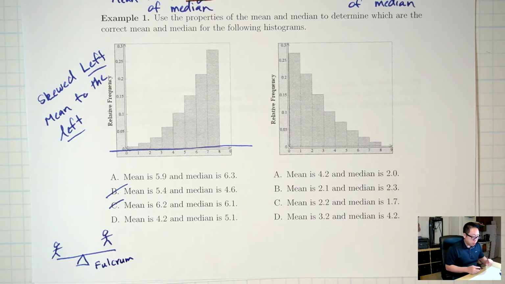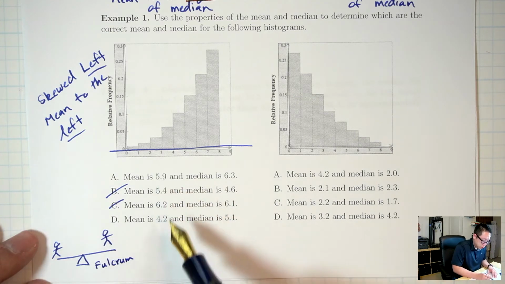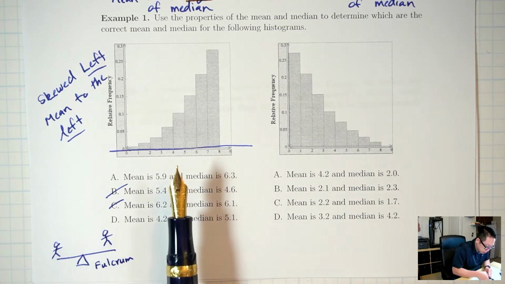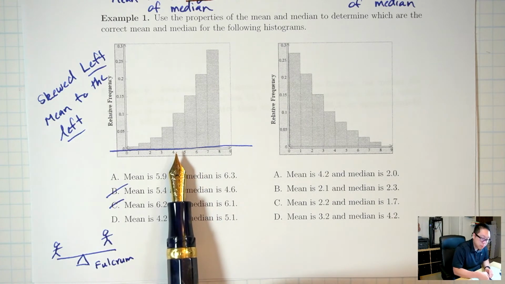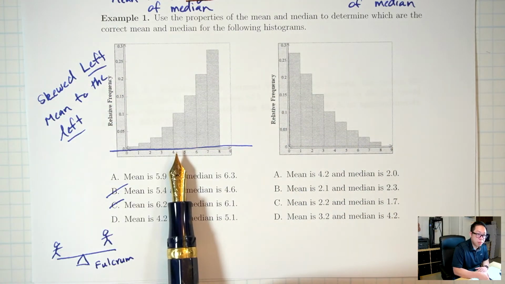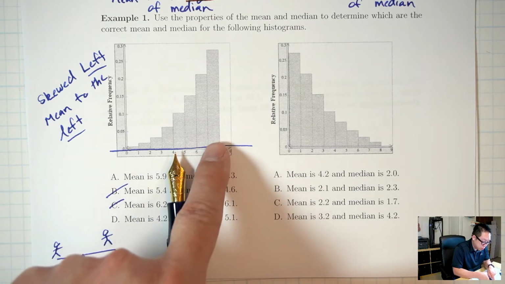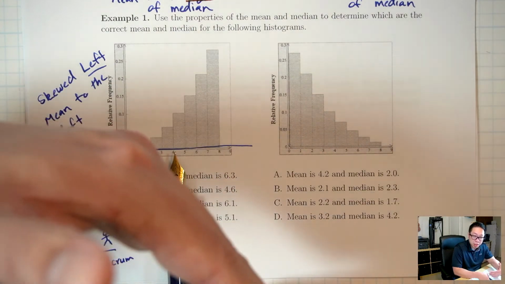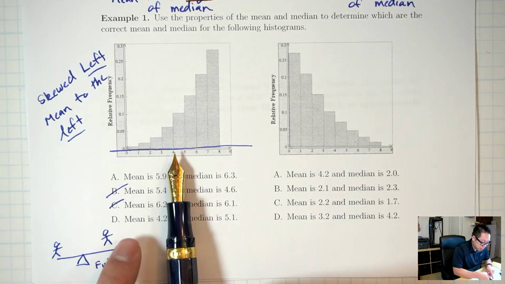Okay, so of our choices, 5.9 versus 4.2 for the mean. Could it be 4.2? So 4.2 would be right there. Would this blue horizontal bar be balanced, or is it going to tip over? I have a whole bunch of big blocks on the right side, and about the same number of small blocks on the left side. So obviously it's going to tip over to the right side, which means D is not the right answer. So 4.2 is not going to be the mean.